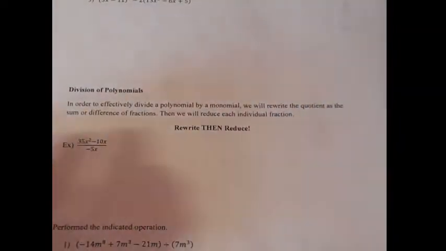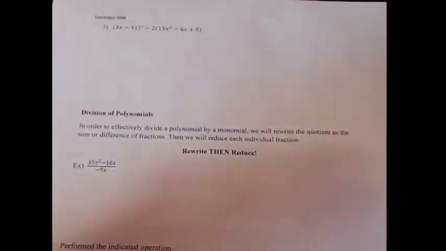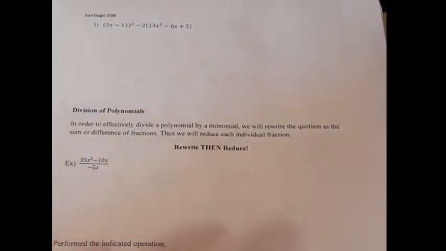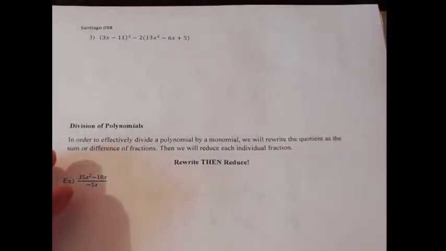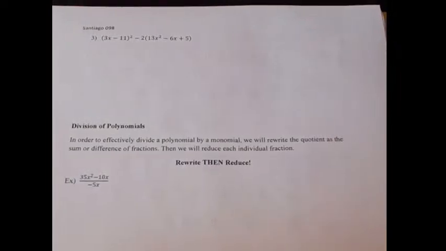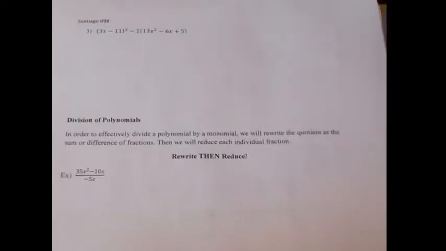Let's take a look at one more. This is an opportunity for you to really ensure that you understand the concepts behind everything that's going on here, behind all of the indicated operations. So for this particular problem, we have (3x minus 11) to the second power minus 2 times (13x squared minus 6x plus 5). And I would like you to solve this on your own.